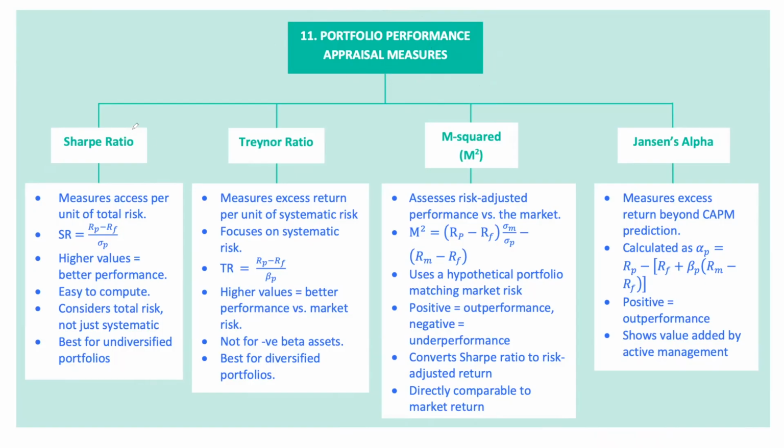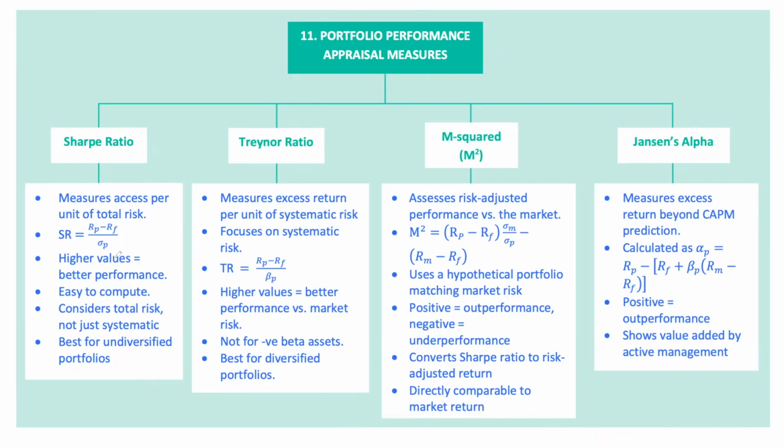Let's break down the most common tools professionals use to do that. Now, these are the classics. We will cover the Sharpe Ratio, Treynor Ratio, M-squared, and Jensen's alpha. Okay, so first up, the Sharpe Ratio, kinda the all-rounder, also called the reward to variability ratio. So this one measures the excess return per unit of total risk. That's total risk, not just market or systematic risk. Think of it as how much reward am I getting for every unit of volatility I'm taking on. Higher Sharpe equals better performance.